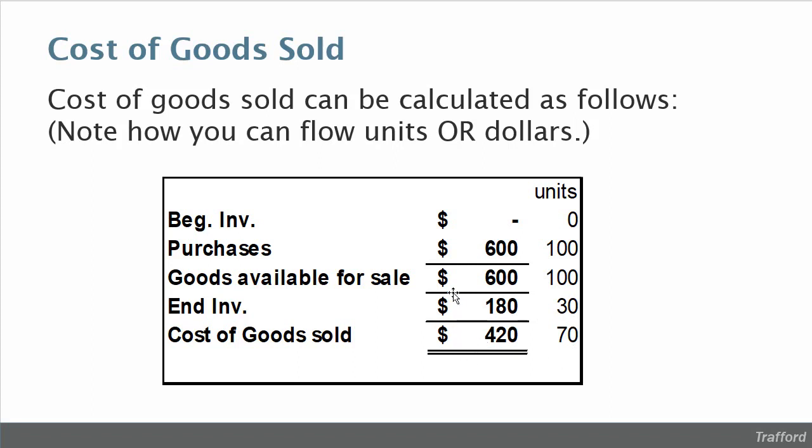These umbrellas all cost $6, so everything here is just 6 times the units in the right hand column. And again, we can see that the total cost of goods available for sale is equal to the sum of ending inventory plus cost of goods sold.